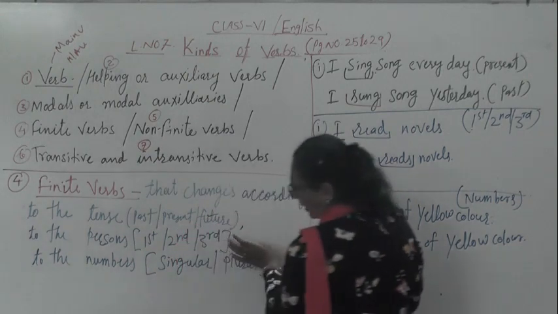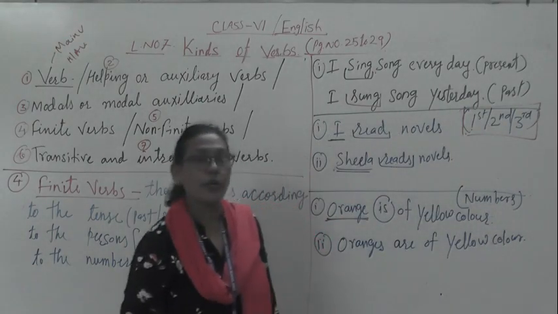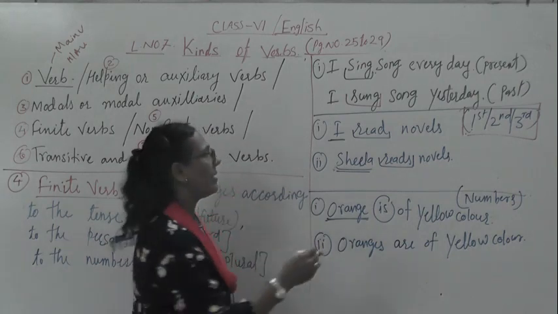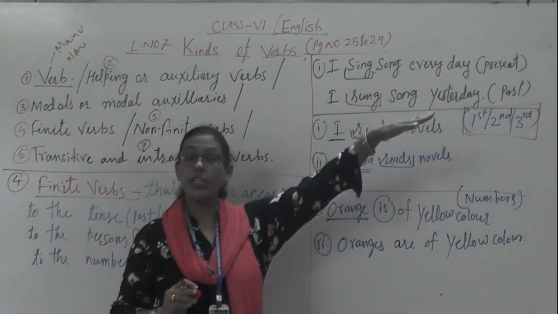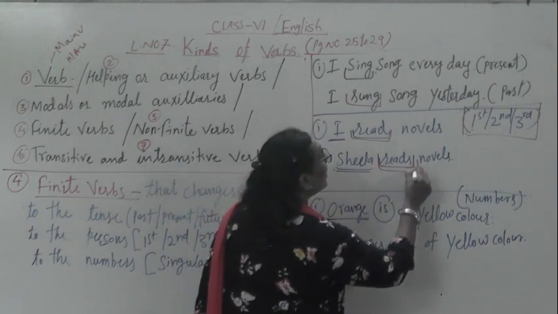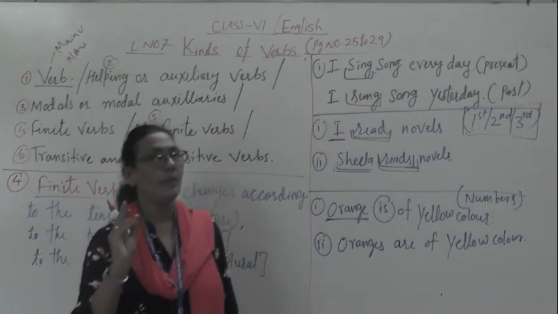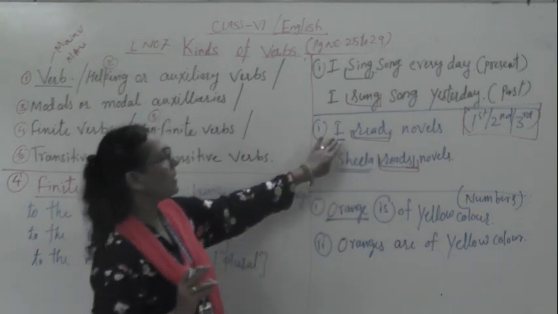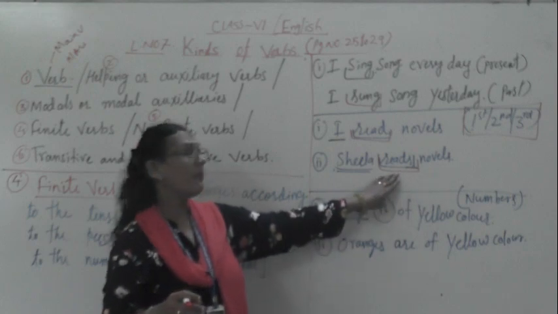Now we will see according to the persons. First person, second person, third person. So this is the person. How will it change according to the person? I read novels. I, first person. Which verb is there? R-E-A-D, read. But the same thing, if I'm talking about the third person, Sheila reads novel. See here, we have added S in the verb. This is called a finite verb. Finite verb changes according to the persons also. The first person, I write the verb read, but the third person, Sheila reads novels, I have written S.